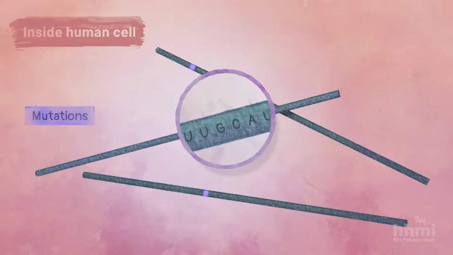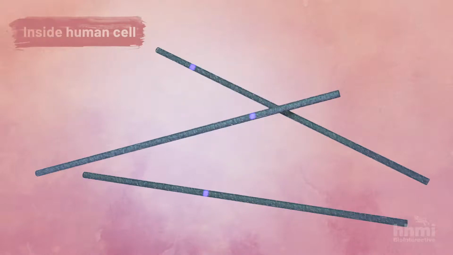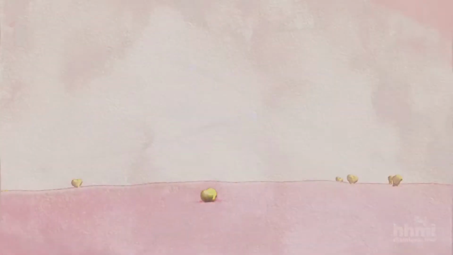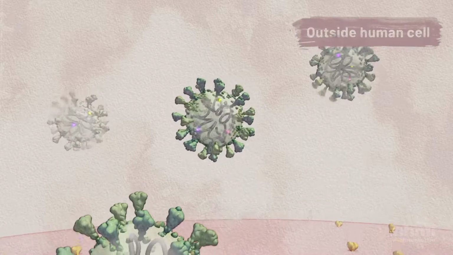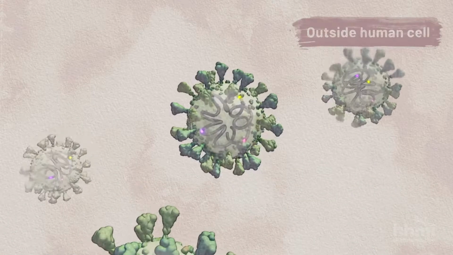When the mutated virus infects another cell, all the new viruses replicated from it will have the same mutation, plus any new mutations that occurred. Depending on the locations and types of mutations, they may or may not affect a virus's ability to spread in a population.